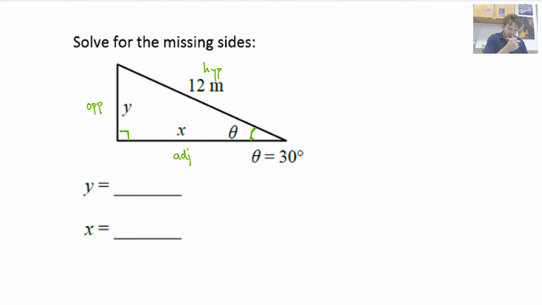So let's use, if I want to figure out y first, right there. That is the opposite side. So I want to use opposite of my angle. So I'm going to say sine of my angle theta is equal to opposite over hypotenuse. Okay? Now it just becomes plug and chug. Sine of 30 degrees is equal to my opposite side, which is called y in this problem, and my hypotenuse, which is 12 meters.